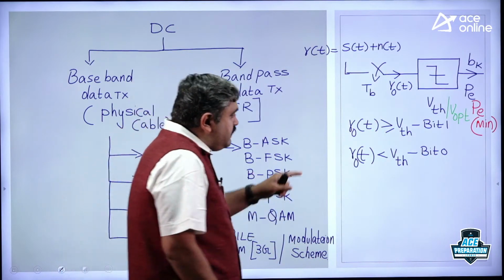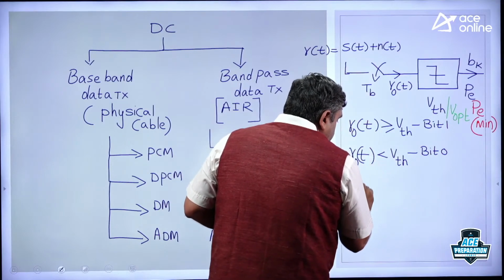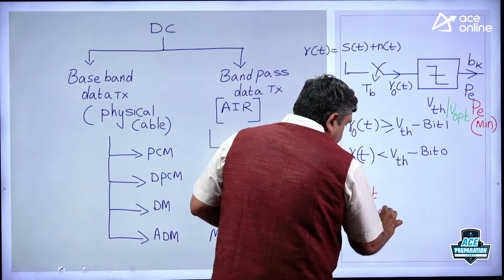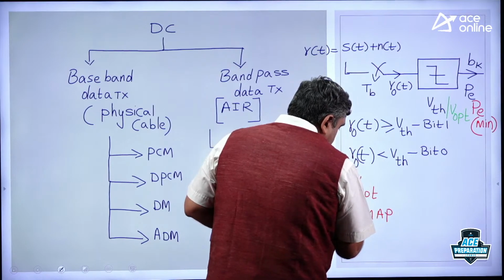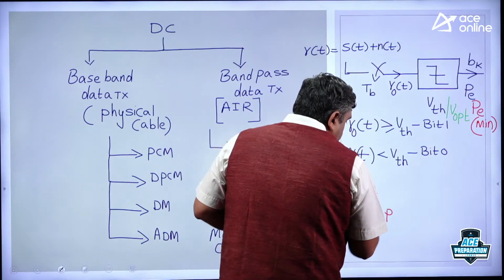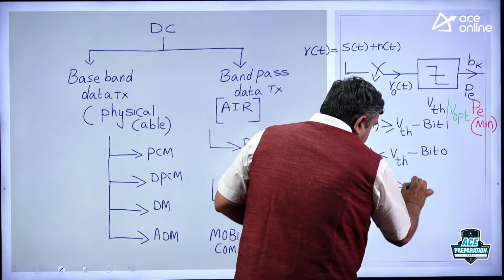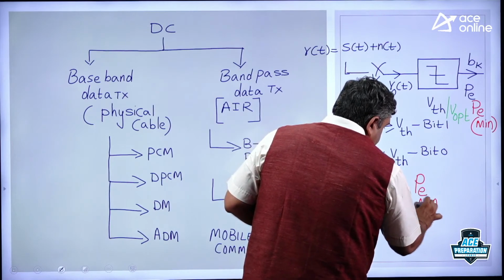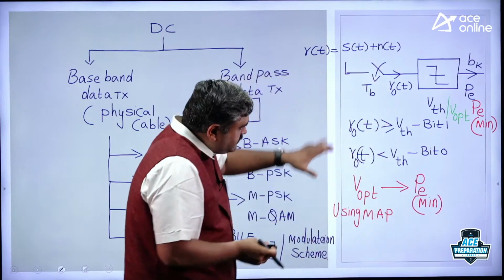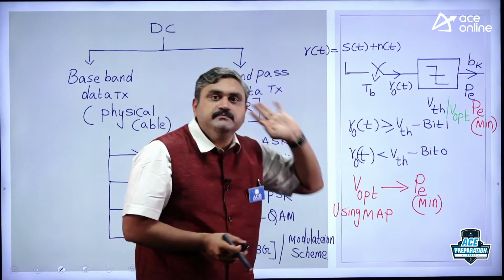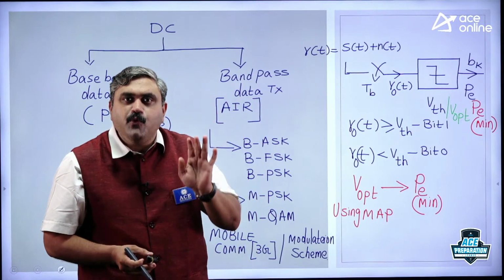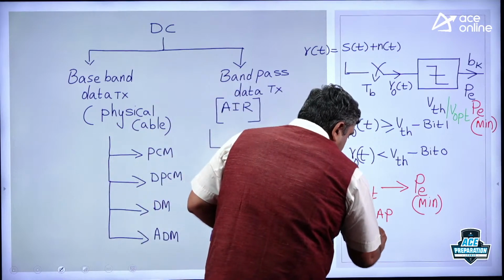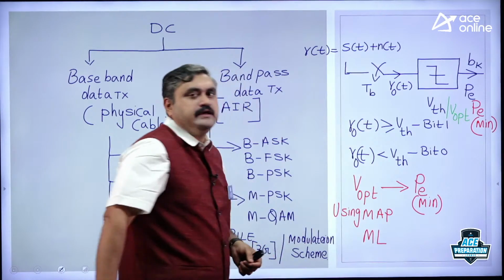Okay. Now the algorithm which helps you to get this V optimum is the MAP algorithm. So using MAP you will get V optimum. Getting V optimum, the probability of error is automatically minimized. So this part of the structure is done using MAP, the maximum a posteriori algorithm. Okay. Another version of MAP is ML, the maximum likelihood decoding algorithm.